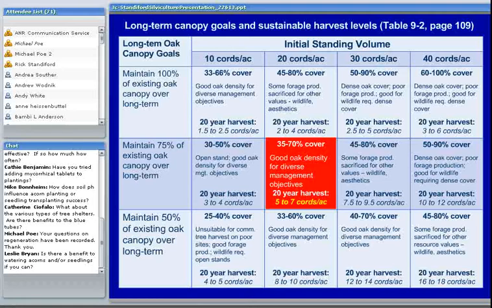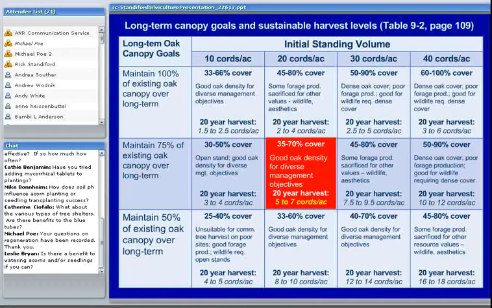So for this particular example, if your goals were to thin back somewhat to still maintain 75% of your canopy cover, over a 20-year period you could cut 5 to 7 cords per acre every 20 years and probably have adequate regrowth to maintain your desired stand structure in the long term.